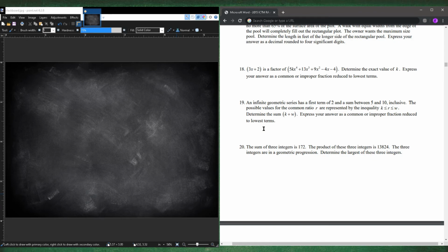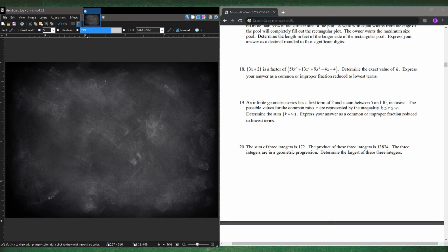19. An infinite geometric series has the first term at 2 and a sum between 5 and 10 exclusive. The possible values for the ratio are represented by the inequality k is less than or equal to r is less than or equal to w. Determine the sum k plus w. So the only way you could answer this is if you know how to find the sum of an infinite geometric series. The equation is going to be the first term divided by 1 minus the ratio. It's basically just that simple.